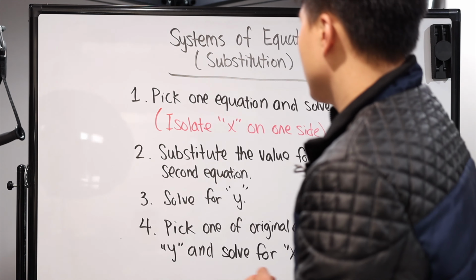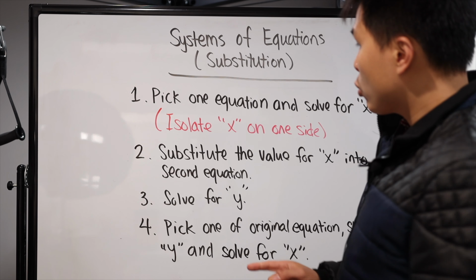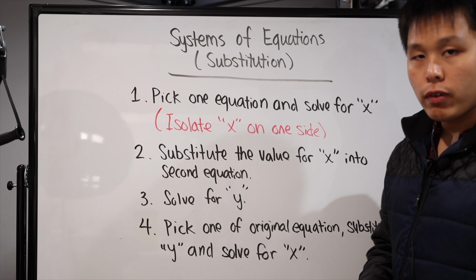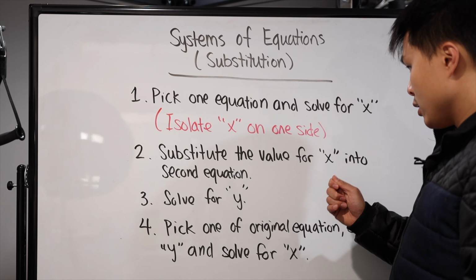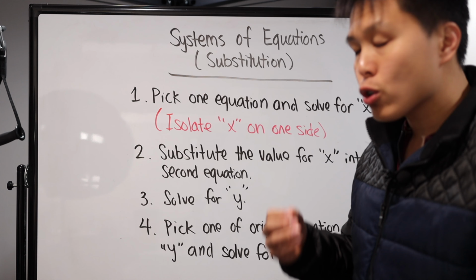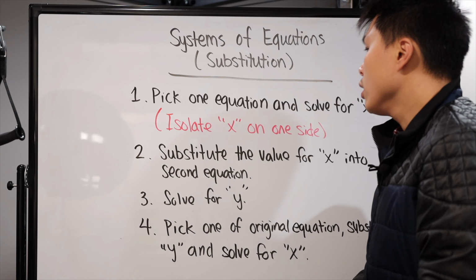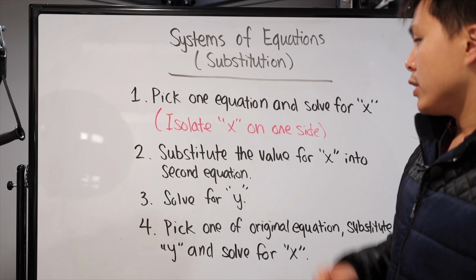So here are the 4 steps. First, in a system of equations, there are 2 equations. You're going to pick any one of them and solve for x. In this case, when you're solving for x, all you're really doing is isolating x on one side and everything else on the other. When you do that, you move on to step 2.